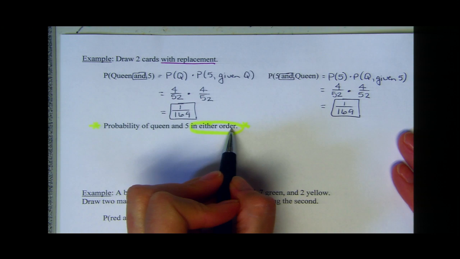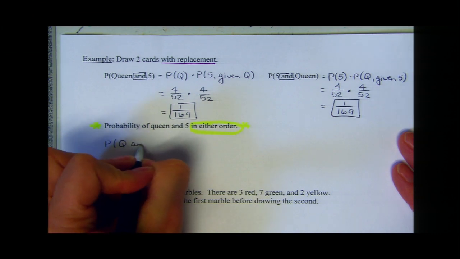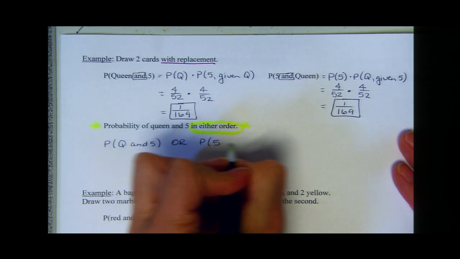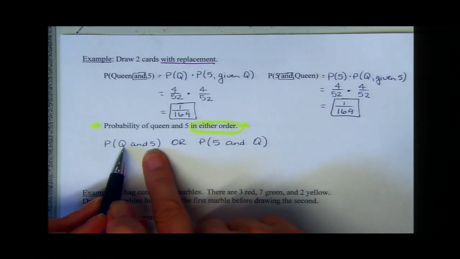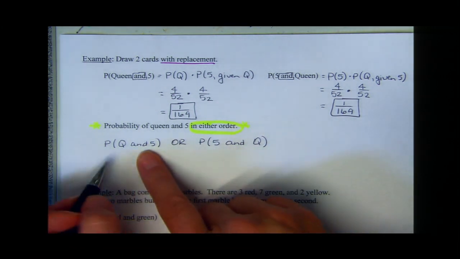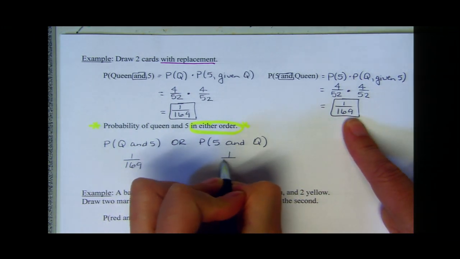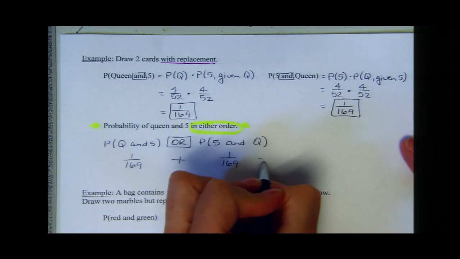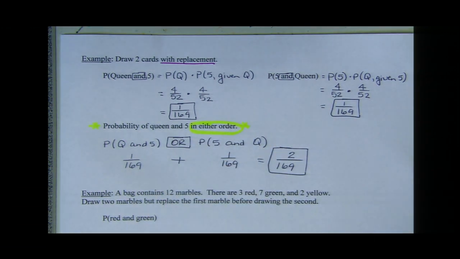Because of the in either order, it means if you were betting on this in Vegas, you would win if you got a queen and a 5, or you would also win if you got a 5 first and then a queen. Because here's either order. Queen and 5, 5 and queen. So queen and 5 is 1 over 169. 5 and queen is 1 over 169. But because of the or, we add these two, so the correct answer is 2 over 169. So be careful on that when you see in either order. That sometimes throws students for a loop.